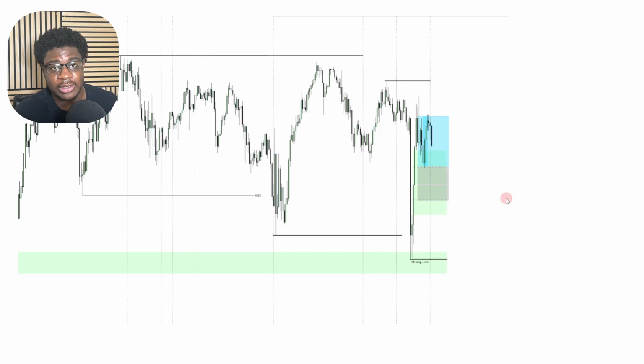We went over a lot of things: intermediate term highs and lows, short term highs and lows, strong highs and strong lows, weak highs and weak lows, exhaustion levels, and then now we have support intermediate term highs and lows.